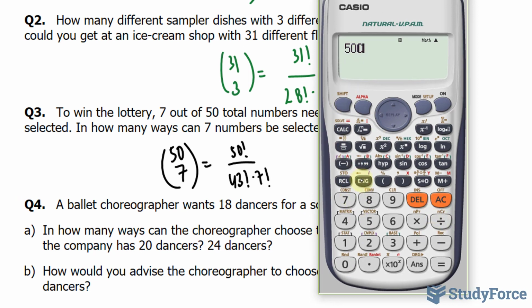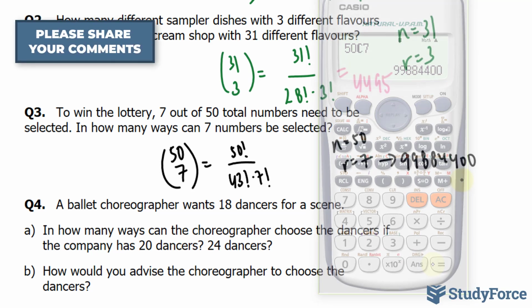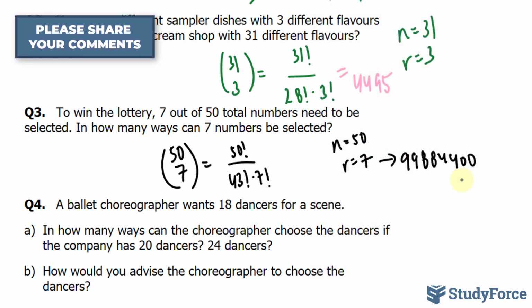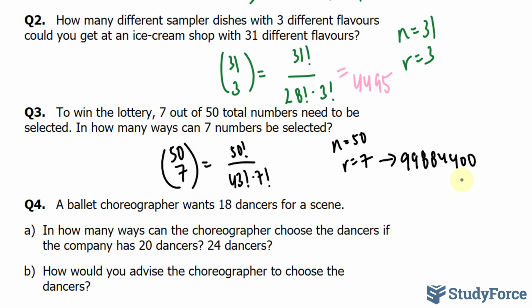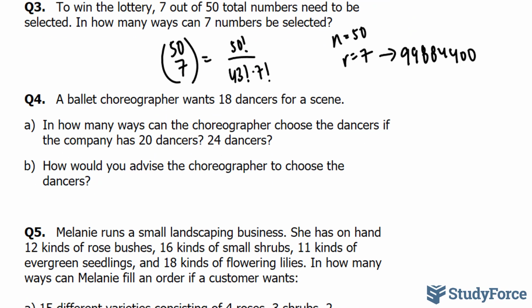The R value is 7, and we end up with 99,884,400. Now, of course, don't be confused. This doesn't tell you the probability of getting the 7 numbers that you've chosen. This just tells you the number of ways that those numbers could appear if 7 are chosen from 50. Let's move on to question 4.